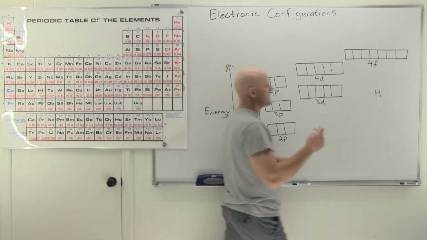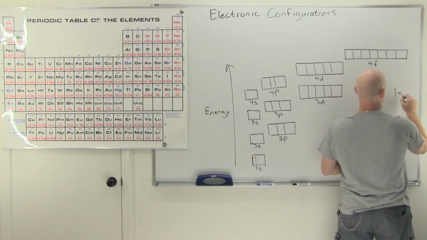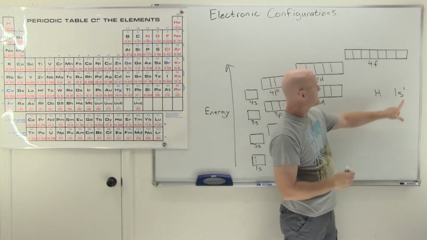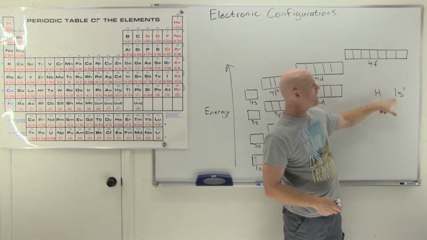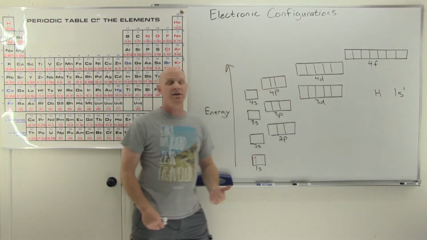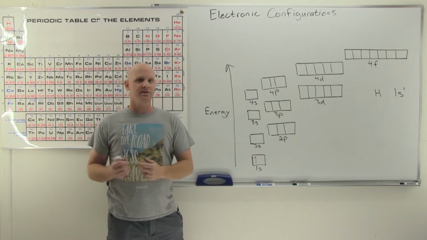And to represent that, we would write 1s1. There's a single electron in the s orbital of shell number 1. That's kind of the way we read that. So 1s1, and we refer to that actually as its electron configuration.